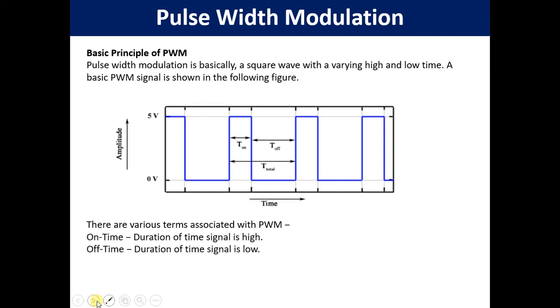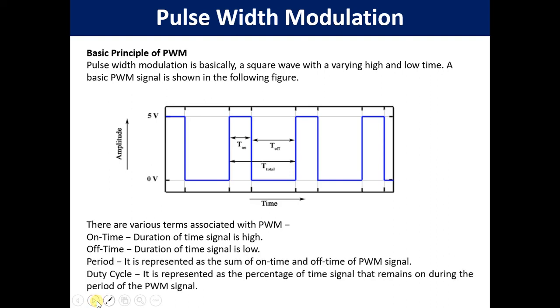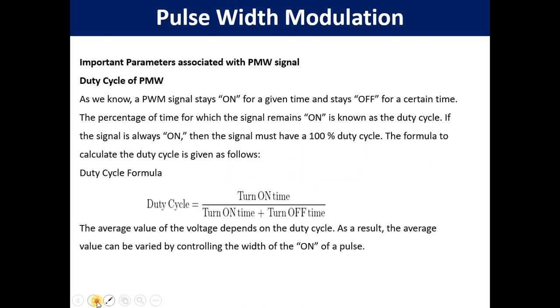What are the different terms associated with PWM? On time is the duration for which the signal is high, whereas off time is the duration for which the signal is low. And what is the period? It is represented as the sum of T on and T off. We can measure the duty cycle in percentage, which is equal to T on divided by T on plus T off. This is the basic principle of PWM. The width of the pulses is varied with respect to the time period T.